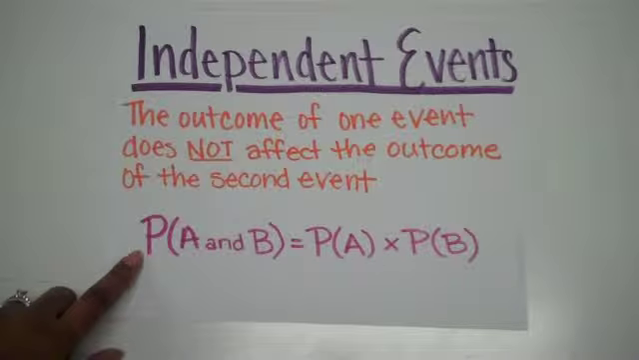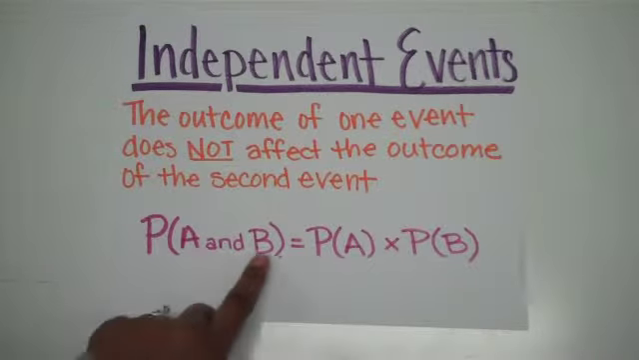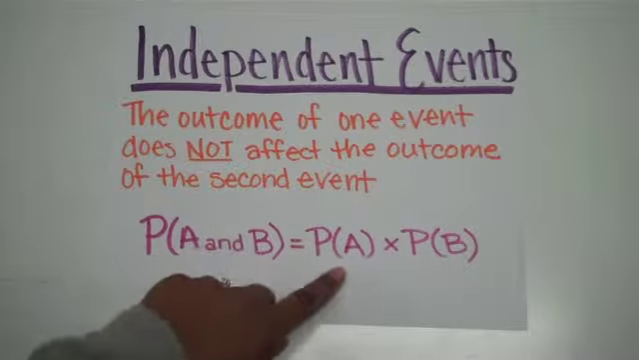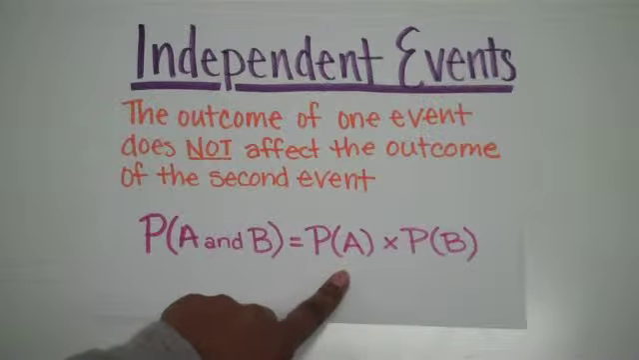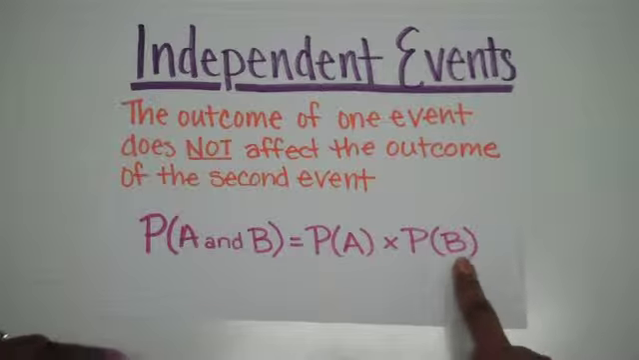A formula that we can use to find the probability of A and B, two independent events, is taking the probability of event A and multiplying it by the probability of event B.